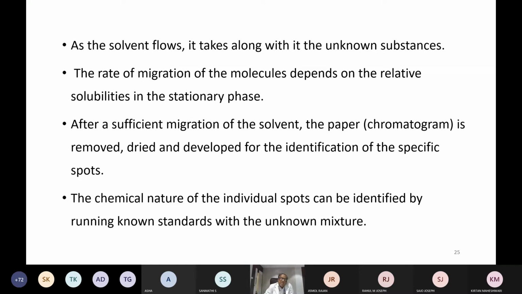Means with the standard, you can put glycine as one of the amino acids and see at what level it moves. So the unknown sample is also run alongside it. If glycine is there, the movement of that glycine amino acid will be at that level only, so that you can make out that glycine is being excreted in the urine of the patient who is suffering from glycinuria.